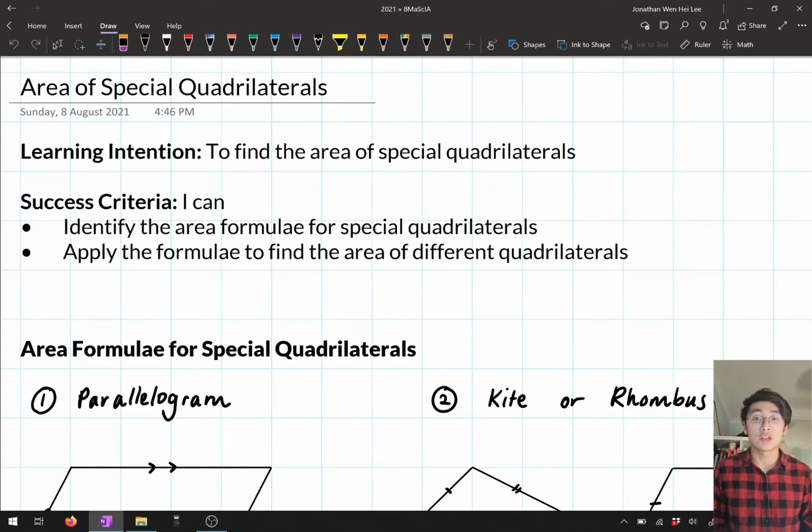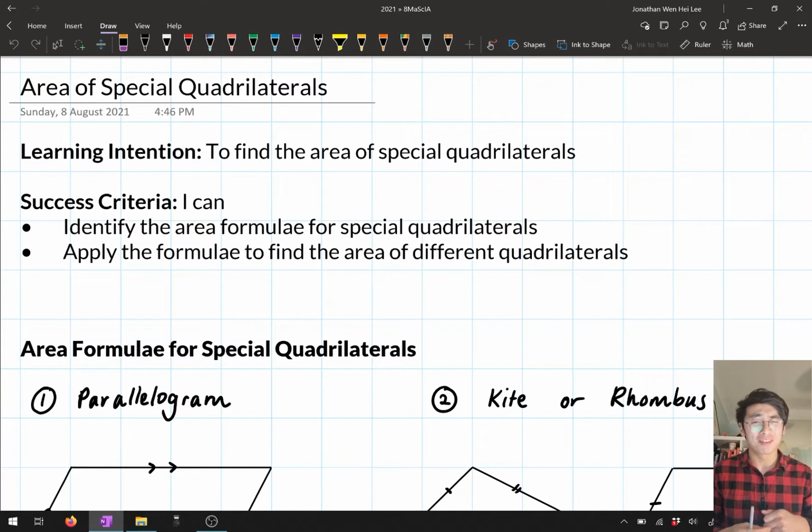In today's lesson we're continuing with our topic of measurement, and what we're going to be looking at is finding the area of special quadrilaterals. So in today's lesson we want to be able to find the area of special quadrilaterals and identify the area formula for three types of special quadrilaterals and apply them to find the area of different quadrilaterals.